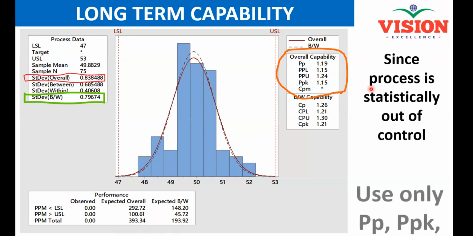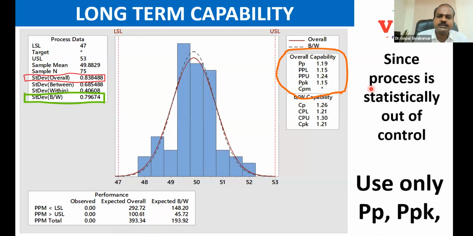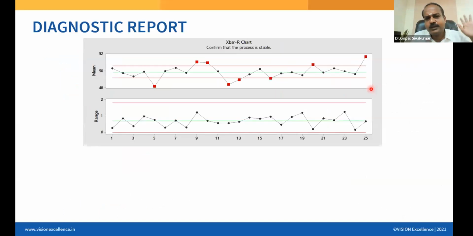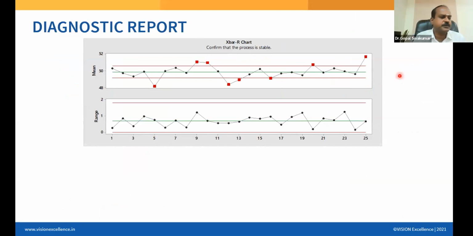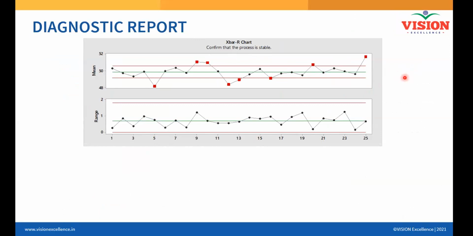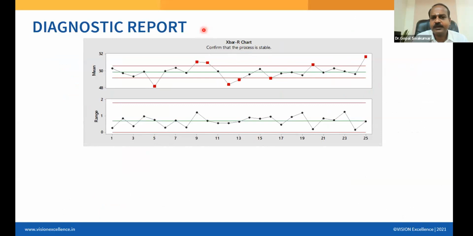All right. So, I'm saying that when the process is statistically out of control, I recommend the best one is PPK in that scenario. However, you must focus on stabilizing the process. Now look at my slide and tell me, is this process under statistical control or out of control? Out of control. So, with this condition, can we conduct a capability study?